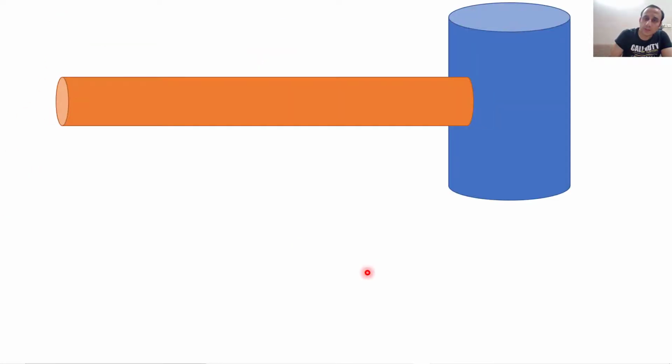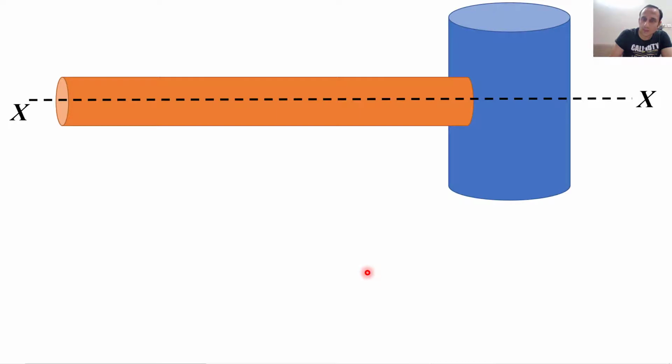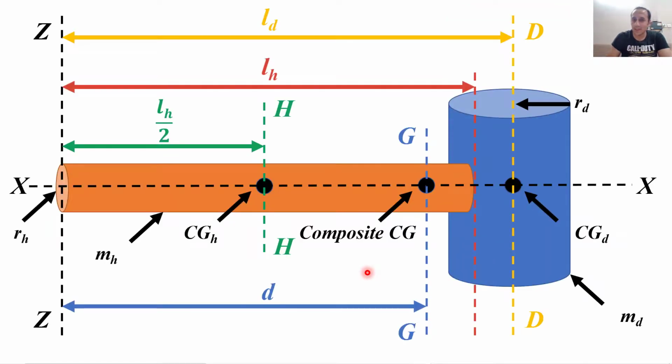So once again, this is the hammer. In this slide, there is one unknown. We cannot measure this composite CG by measuring the dimensions of the actual hammer. It means we need to use formulas to calculate this value of D, which is the distance of the composite CG of the whole hammer with reference to the axis of interest ZZ.